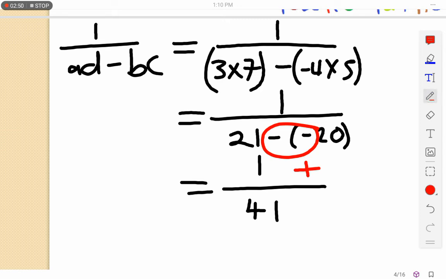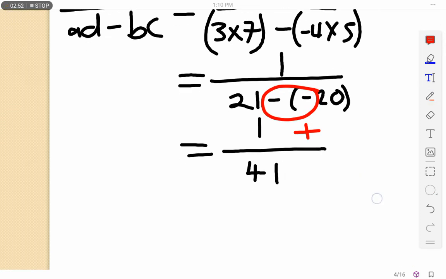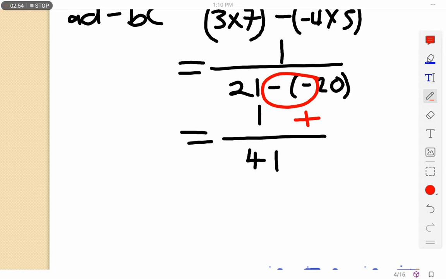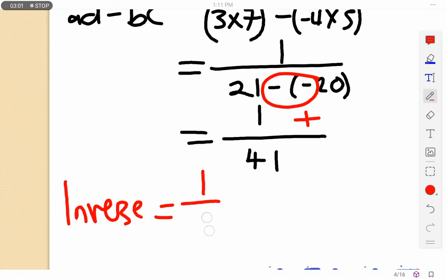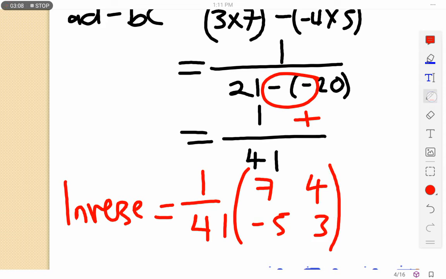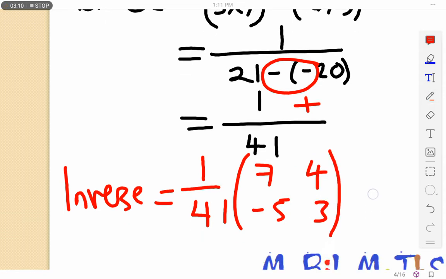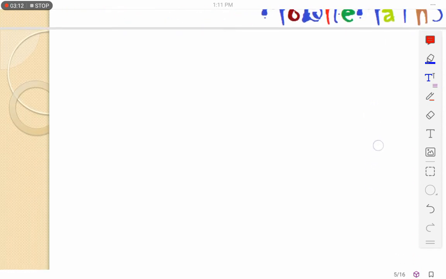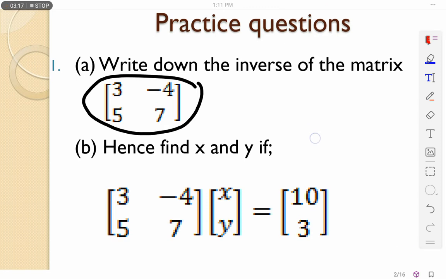Now our overall inverse becomes 1 over 41, 7 -5, 4, 3. Okay, so that's our inverse at the end of the day. Now let's go back to our question. The second question is saying hence find x and y in this matrix.